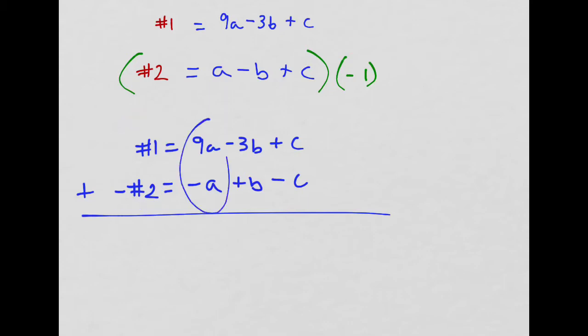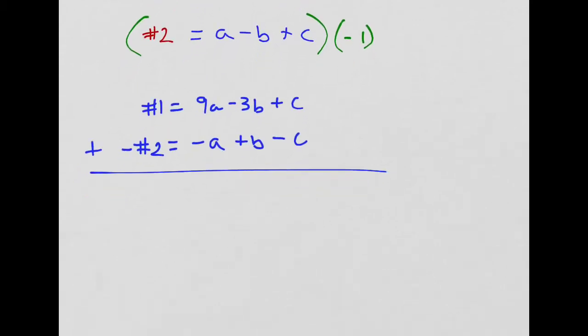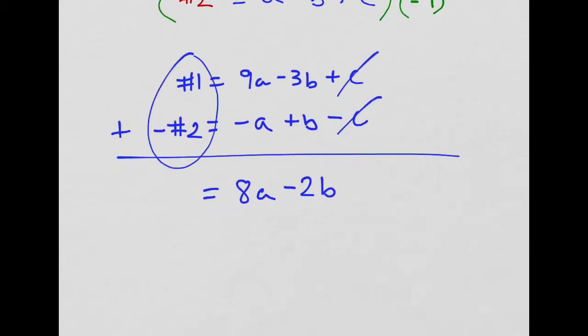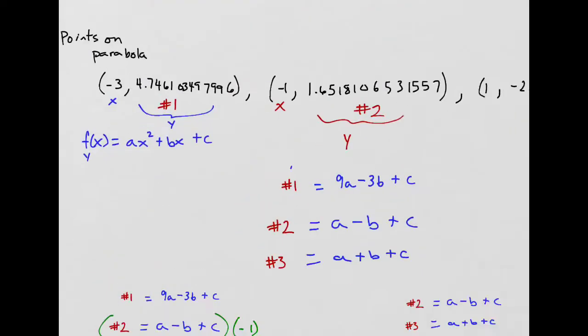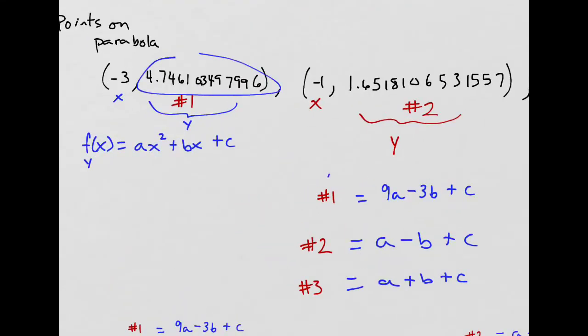So, what is 9a plus a negative a? 8a. Negative 3b plus b? Negative 2b. And the c's cancel out. Now I need to do this part. Number 1 is simply 4.7461 blah blah blah. I'm going to do that in my calculator.